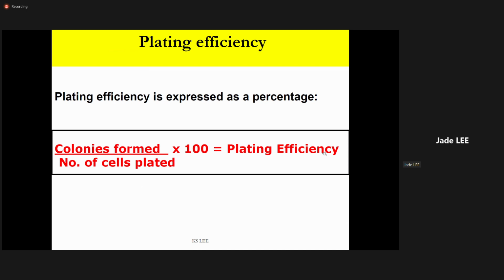For instance, you plate 5 cells and the colonies formed are 50. So what is the plating efficiency? It's 1,000%, right? Yes, okay, so very easy.